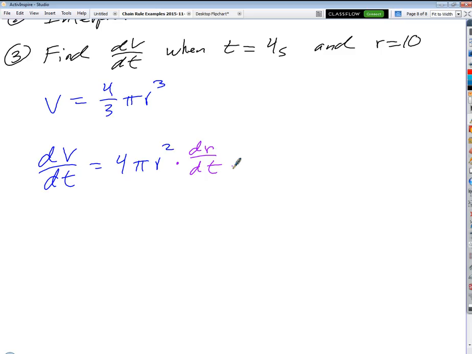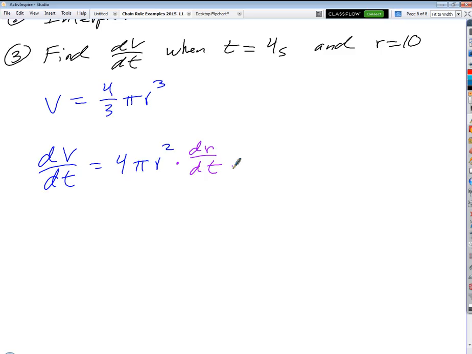This tells us something important. It tells us that the rate of change of the volume actually depends on 2 things, doesn't it? What's one thing that it depends on? The radius, which makes sense, doesn't it? Because we found in the previous example we looked at that the radius has a profound impact on how fast the volume is increasing, right?